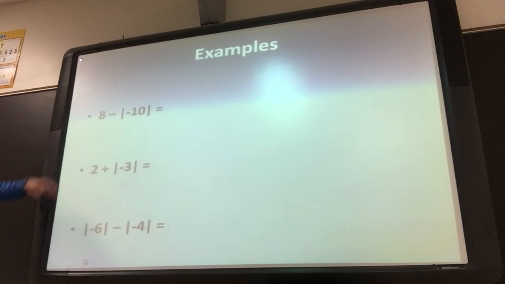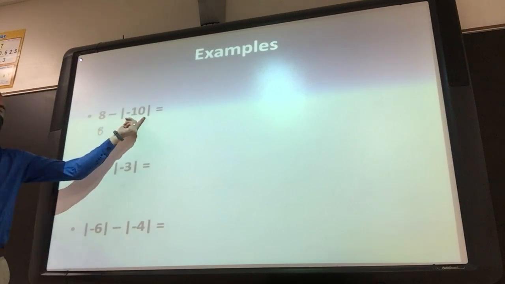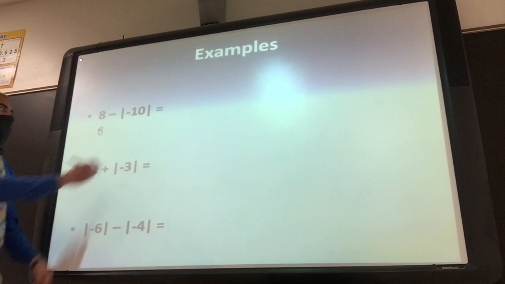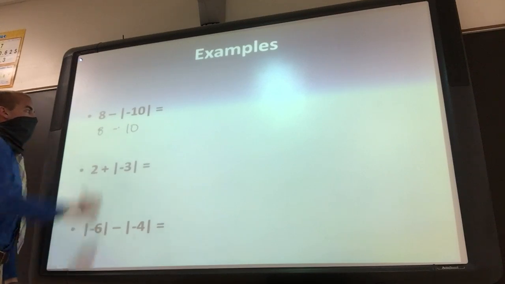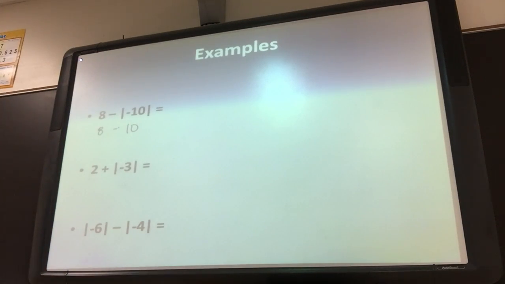Okay, so on our first one, 8 minus the absolute value of -10. Do we need to do anything with 8? Nope, because there's nothing around it. So 8 stays 8. What's the absolute value of -10? +10, right? Now we do 8 minus 10.